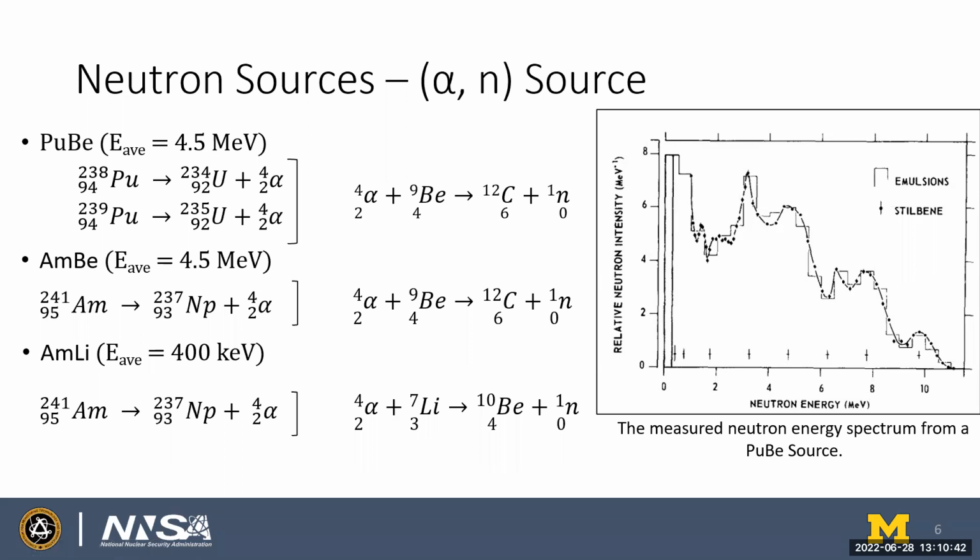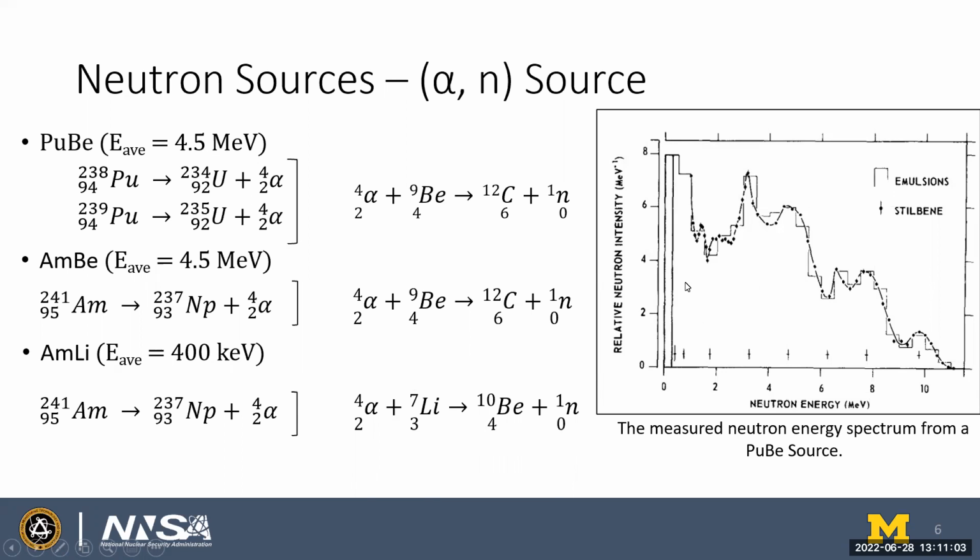And then we also can have AmLi. So AmLi uses a lighter alpha absorber that then emits neutrons, and it has a lower average energy of 400 keV. But again, it's the same alpha scheme as AmBe, just a different alpha absorption and then different energy neutron emission.